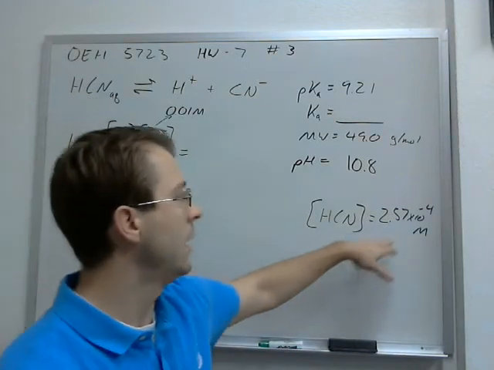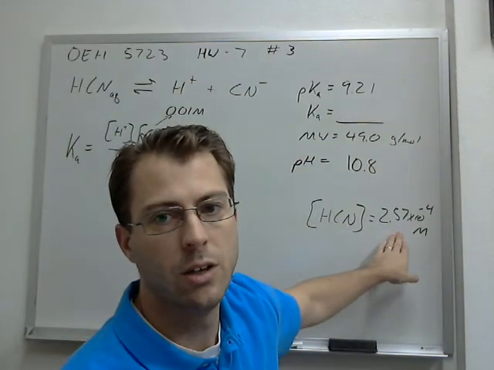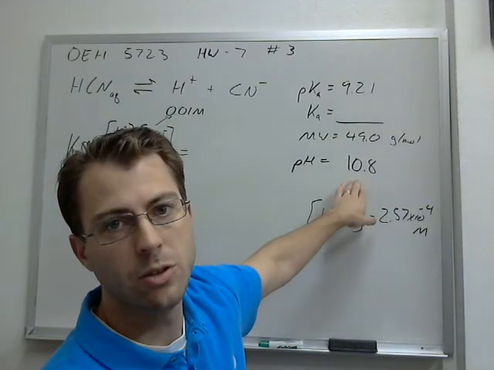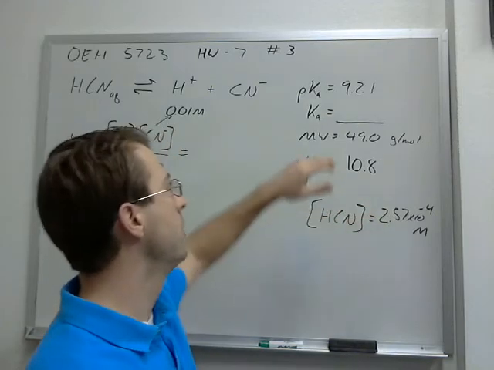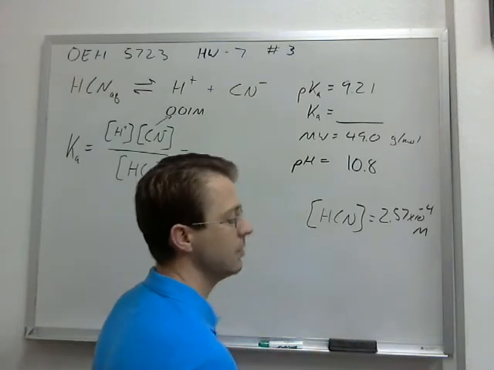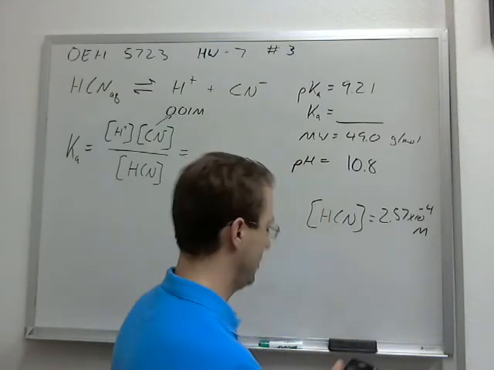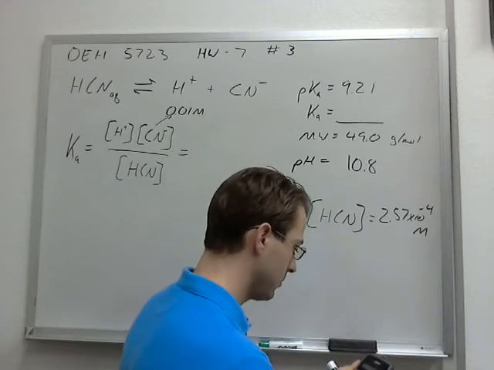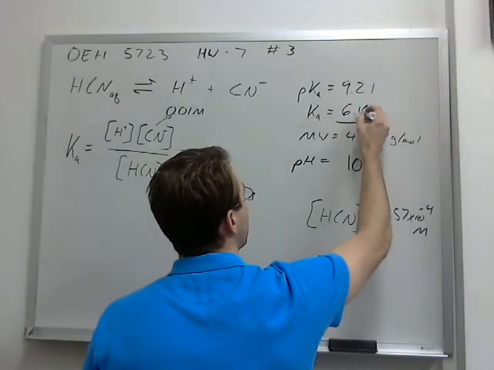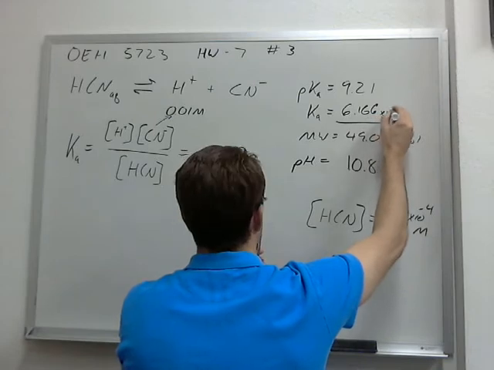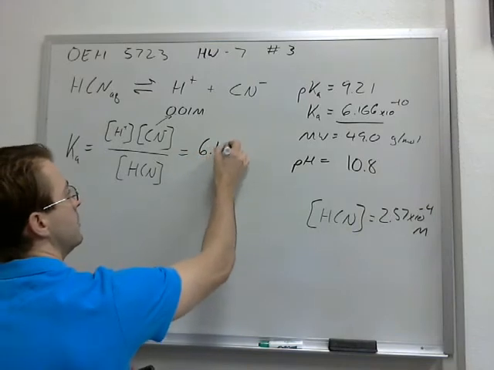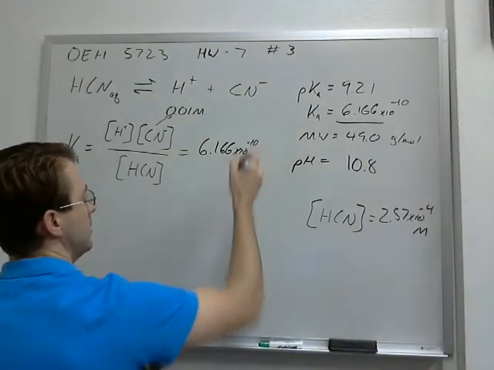So we can see that our hydrogen cyanide concentration was 2.57 times 10 to the minus 4 molar when we had our solution buffered at pH 10.8. So I erased the Ka, and I didn't mean to. So let's just start off by first calculating that, and then we'll talk about what the problem here is. Okay, so our Ka is 6.166 times 10 to the minus 10.